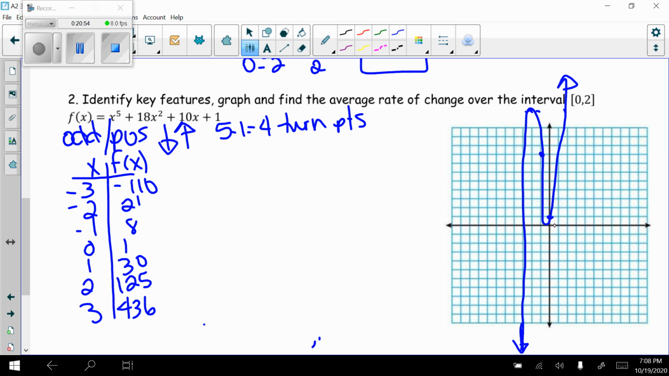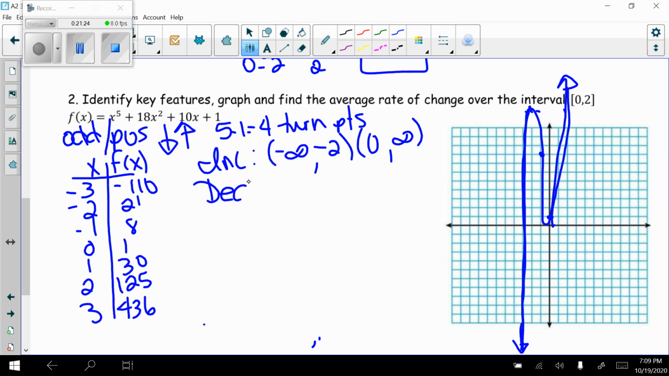You can identify where it is increasing. Okay. So the intervals where it's increasing. So from left to right, I'm starting down here and I'm going up, up, up, up, up, up, up until that point. So I'm increasing from negative infinity until negative 2. And then at this point, I'm going up again. And so about 0 to infinity. Where we are decreasing. So decreasing, we are decreasing from here to here. And so that is about negative 2 to 0. Okay.